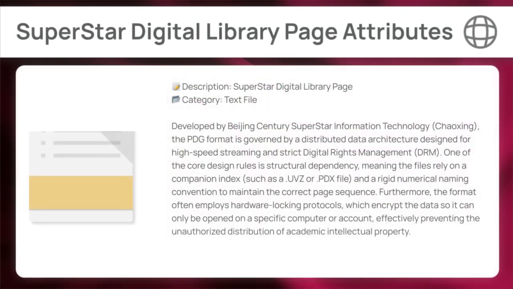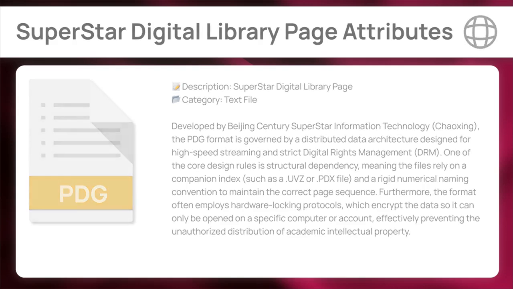Developed by Beijing Century Superstar Information Technology, Chaoxing, the PDG format is governed by a distributed data architecture designed for high-speed streaming and strict digital rights management, DRM. One of the core design rules is structural dependency, meaning the files rely on a companion index, such as a UVZ or PDX file, and a rigid numerical naming convention to maintain the correct page sequence. Furthermore, the format often employs hardware locking protocols, which encrypt the data so it can only be opened on a specific computer or account, effectively preventing the unauthorized distribution of academic intellectual property.